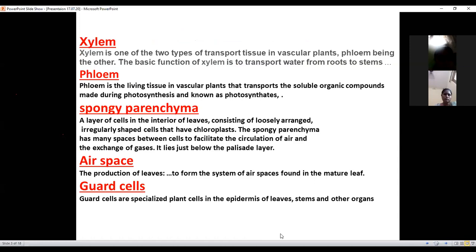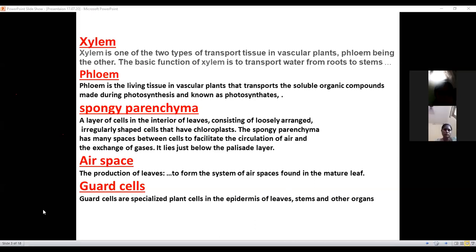Next, spongy parenchyma, a layer of cells in the interior of leaves consisting of loosely arranged, irregularly shaped cells that have chloroplasts. In this picture, the spongy parenchyma has dot-like structures that have chloroplasts. The spongy parenchyma has many spaces between the cells to facilitate the circulation of air and the exchange of gases. It lies just below the palisade layer.